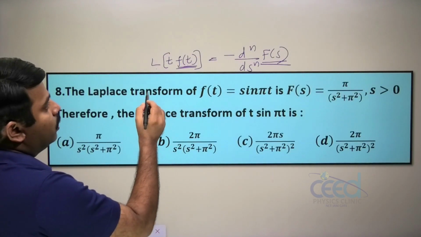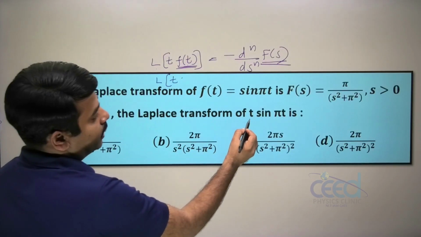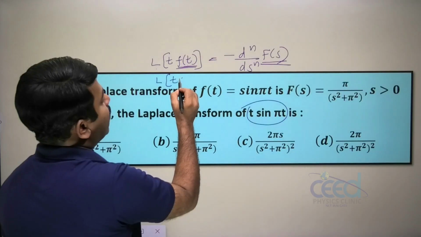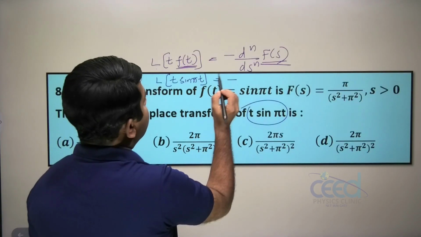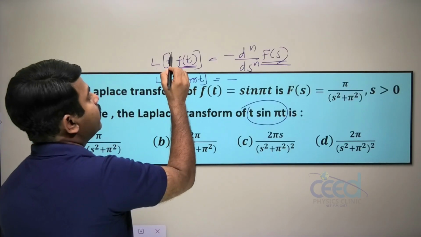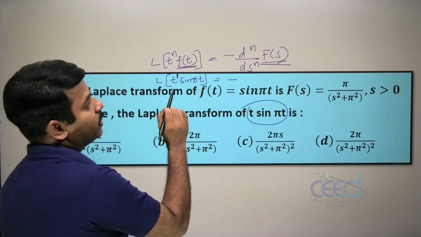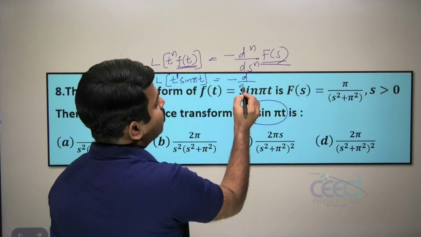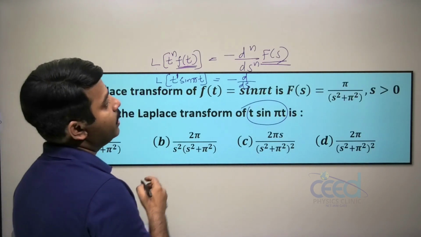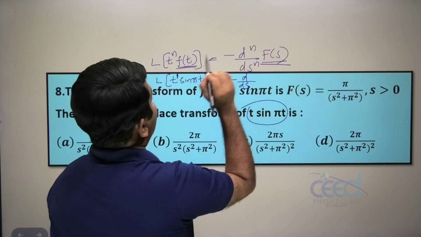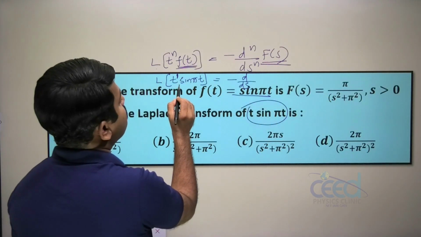So Laplace of t sin pi t, this only is asked, right? That is minus, here t raised to 1 only, t raised to n f of t only, this formula. Then what is n? n is equal to 1. Then d by ds of f of s. What is f of s? The Laplace transform of this sin pi t function.